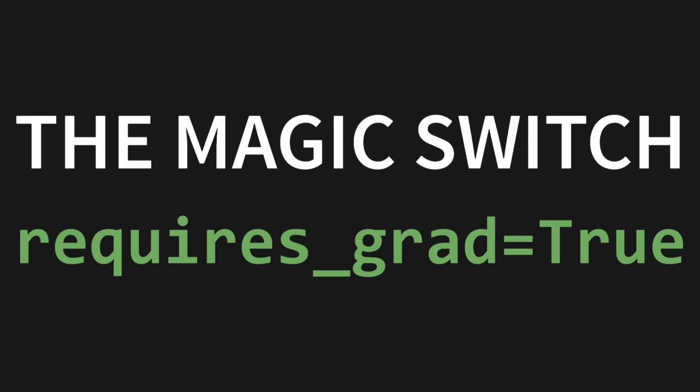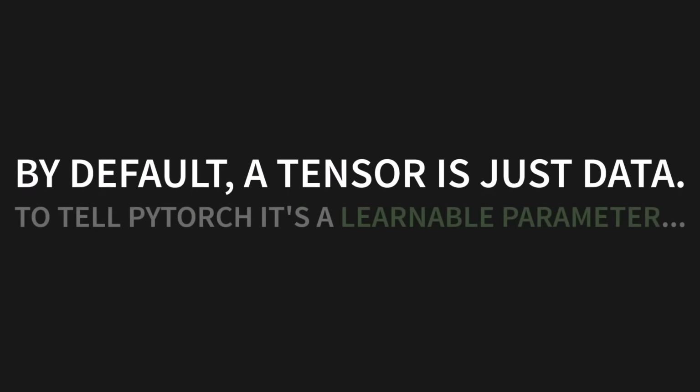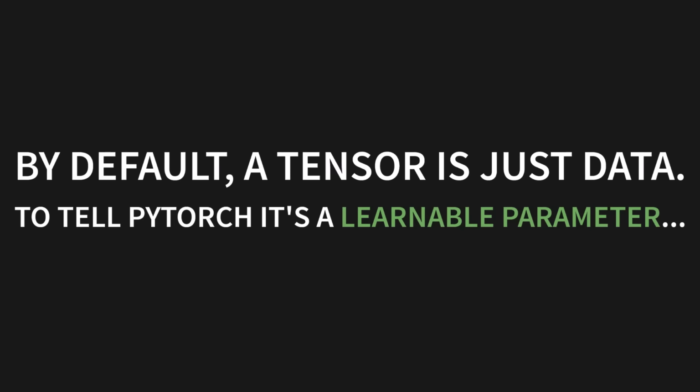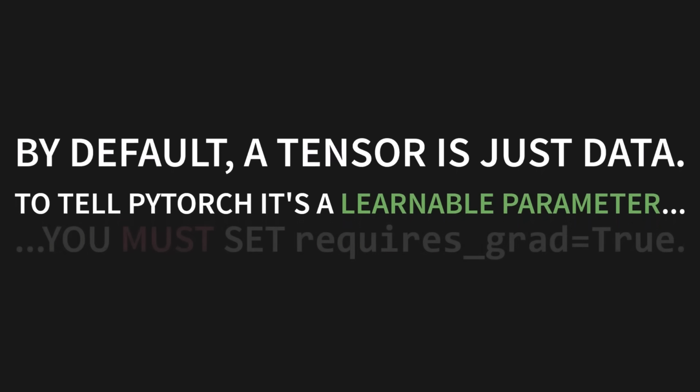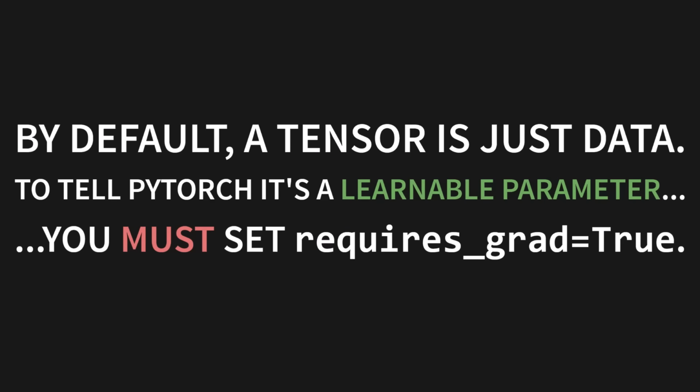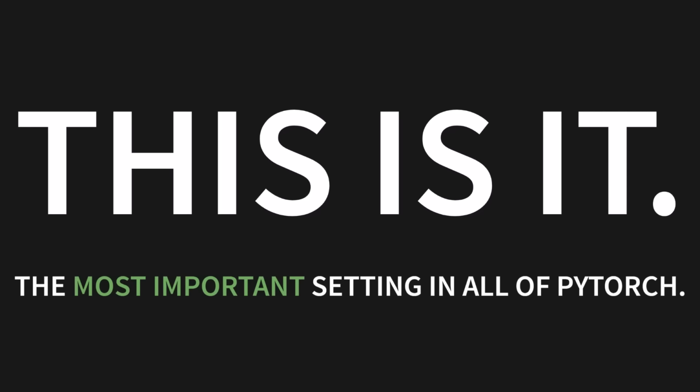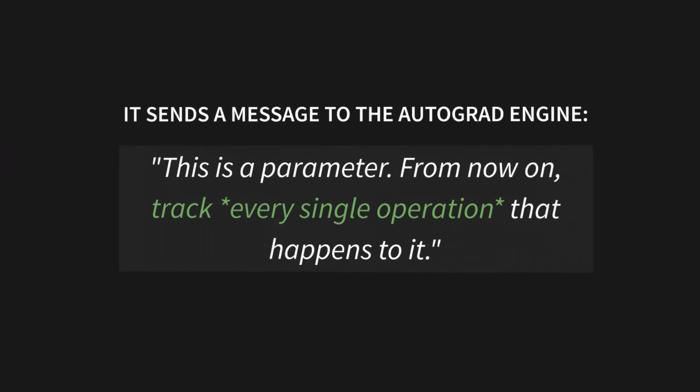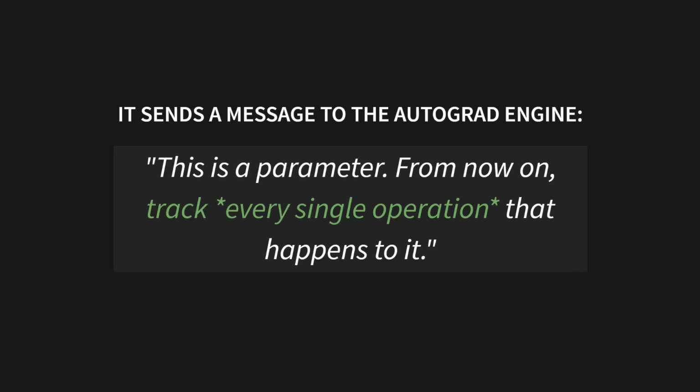By default, a tensor is just data. To tell PyTorch it's a learnable parameter, you must set requires_grad=True. This is it. This is the most important setting in all of PyTorch. It sends a message to the Autograd engine. It says, this is a parameter. From now on, track every single operation that happens to it.